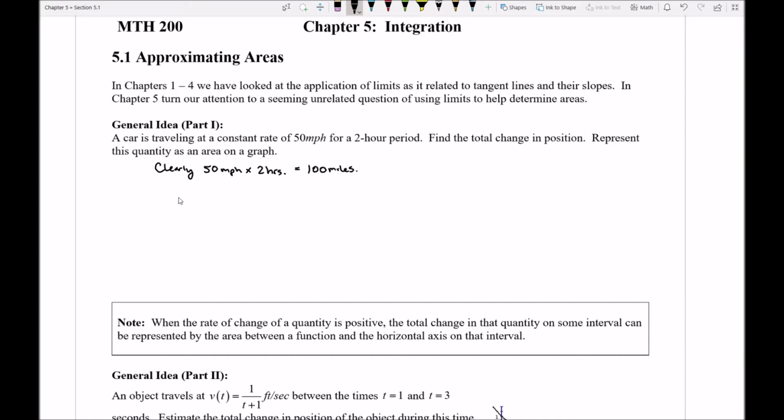But the interesting part here again is that it's possible to represent this in a picture. So let's suppose that I was going to work with a set of axes here. Let's suppose that my horizontal axis represents time, and that my vertical axis represents velocity, like this 50 miles an hour. So I'm going to draw a function up here, but this is going to be a function that's going to model the car's velocity.